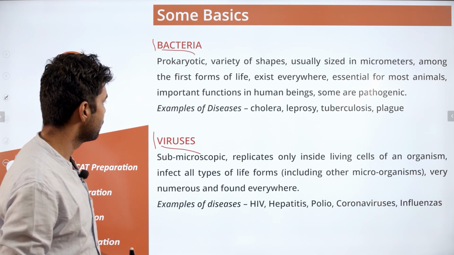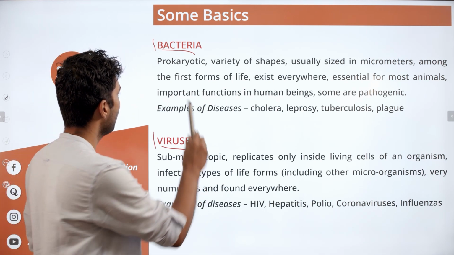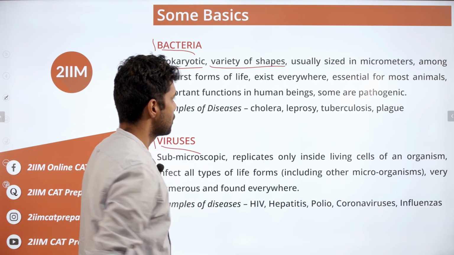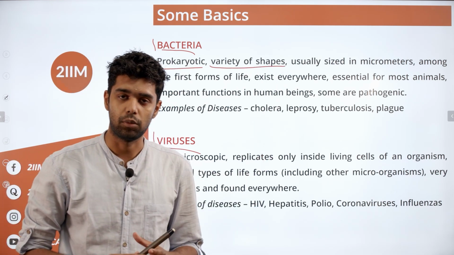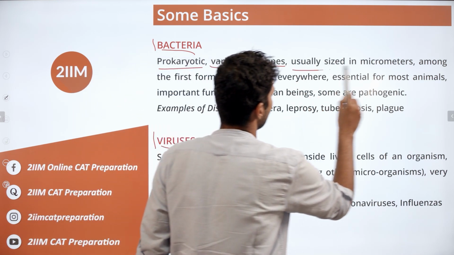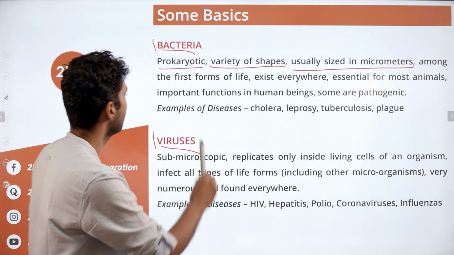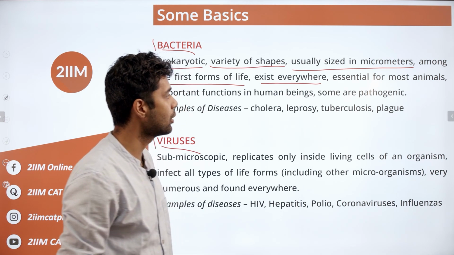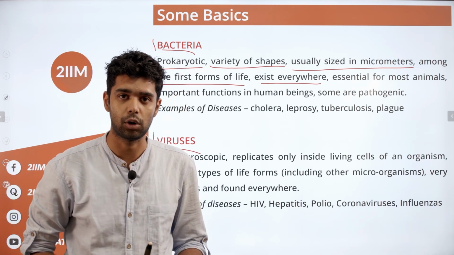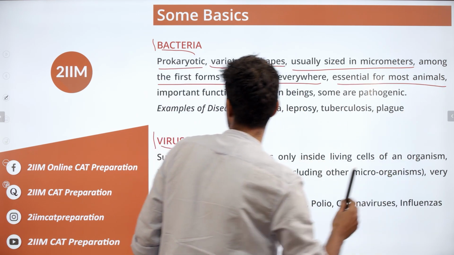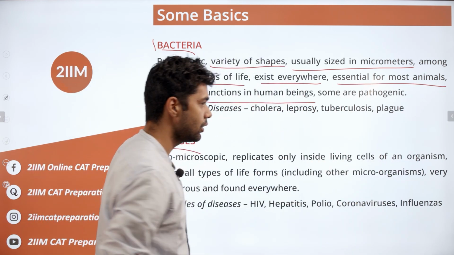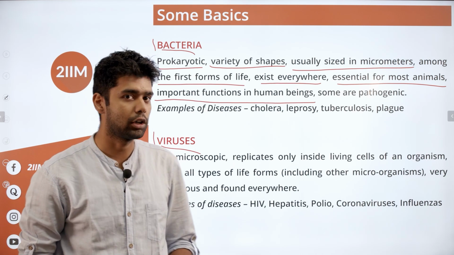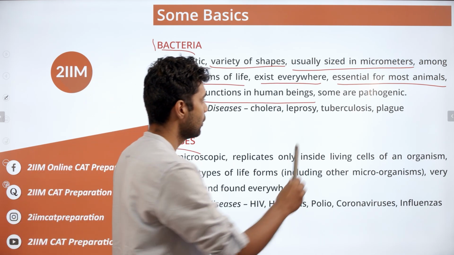So that's one basic point. About bacteria, they are prokaryotic, which means their nucleus does not have an envelope. They are of a variety of shapes, from spherical to rod shape. They're usually sized in micrometers, and they are among the first forms of life to have evolved on this planet. They also exist everywhere. They are essential for most animals. They manufacture something called vitamin B12, which is required for most animals. They also have important functions in human beings. They are very important for the human digestive system, and human beings actively use bacteria for a lot of purposes also. Some of them are of course pathogenic.